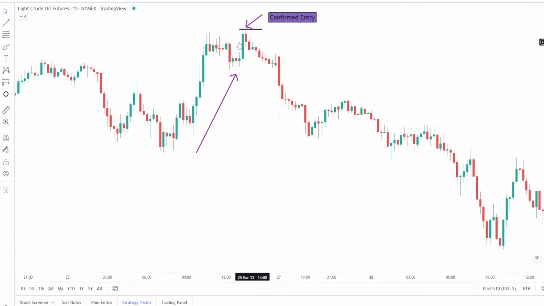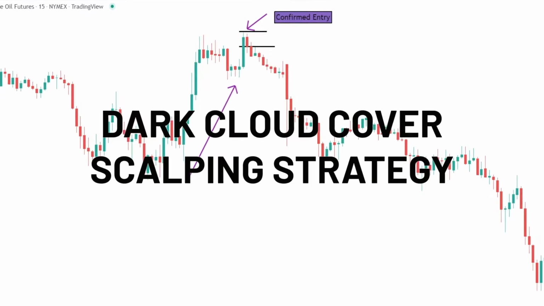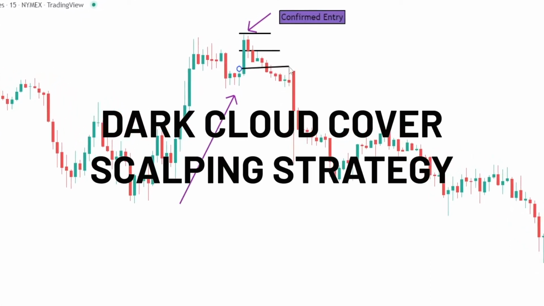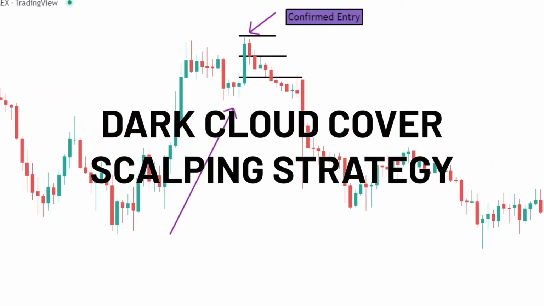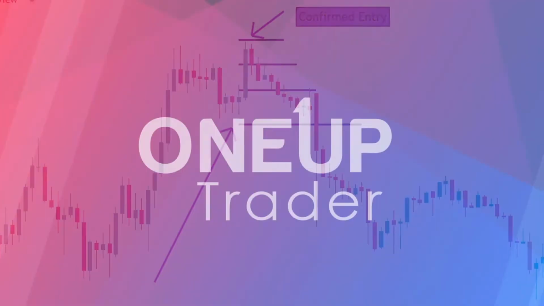If we took this trade, we would have our stop loss about there. We would enter the trade at the close of our DarkCloud cover, and then if we're going for a 1-to-1 risk reward ratio, we would easily get that. If we're going for a 2-to-1, we would have got that as well.